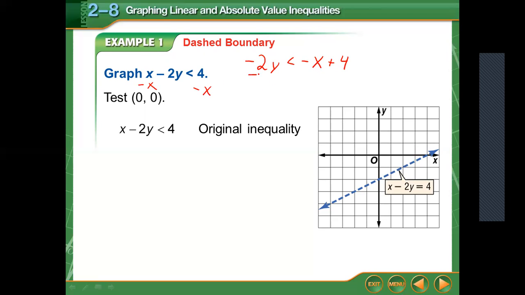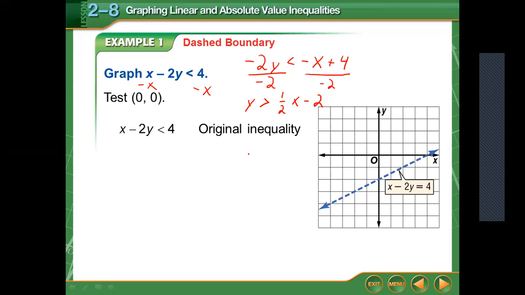Now, when I divide by negative 2, when a negative comes along, you must flip it. So you would divide by negative 2 on each side. I'm going to go ahead and convert this now. Negative 1 over negative 2 is the same as 1/2. Remember, I have to flip the inequality. So y is going to be greater than 1/2 x. And then 4 divided by negative 2 is minus 2.